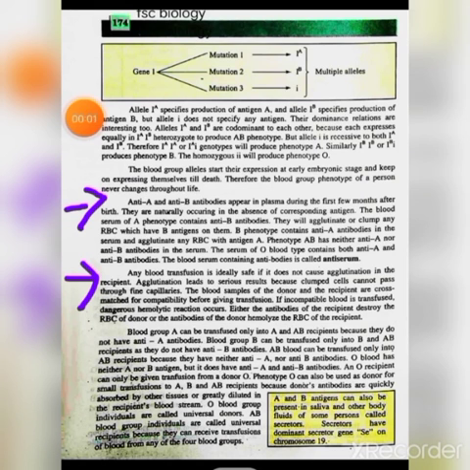Now the transfusion of the blood. Any blood transfusion is ideally safe if it does not cause agglutination in the recipient. Agglutination leads to serious results because clumped cells cannot pass through the fine capillaries. The blood samples of the donor and the recipient are cross-matched for compatibility before giving transfusions. If incompatible blood is transfused, dangerous hemolytic reaction occurs.